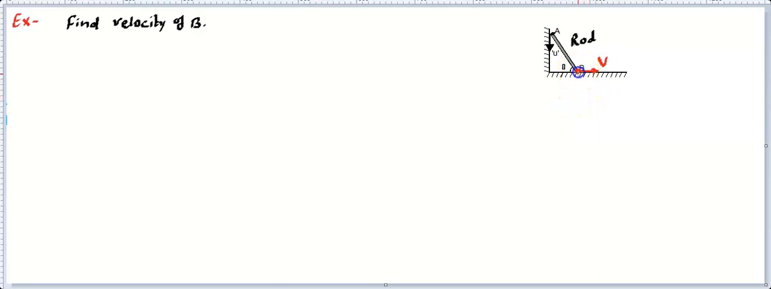Of course, B cannot go downward because of the rigid surface. Similarly, B cannot go backward. Why won't it go backward? Because this is coming downward. So this has to go like this, isn't it? And this V we need to find out. So the direction is clear. Magnitude, how much that is going to be.